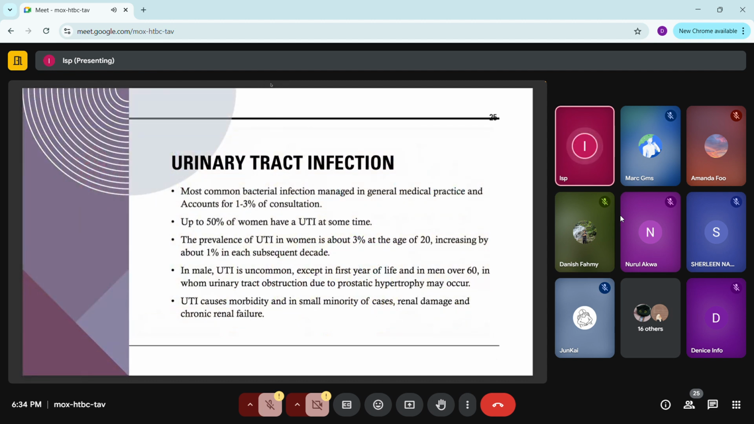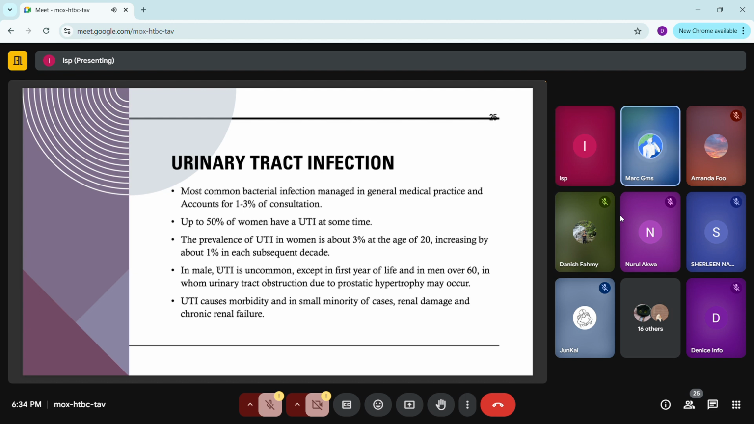UTI is one of the most common bacterial infections that you see in our daily life. In GP, in the common clinic consultation, those are the most common cause of infection, even in hospital as well. Up to 50% of females will have UTI at some time, and the prevalence is actually 3%. It's quite common, I would say. Males, on the other hand, will be more uncommon. So does anyone know why or not?